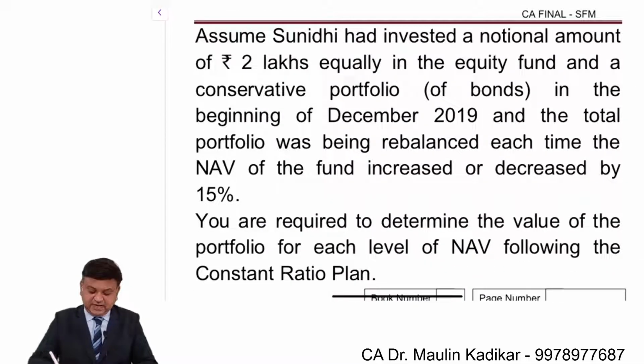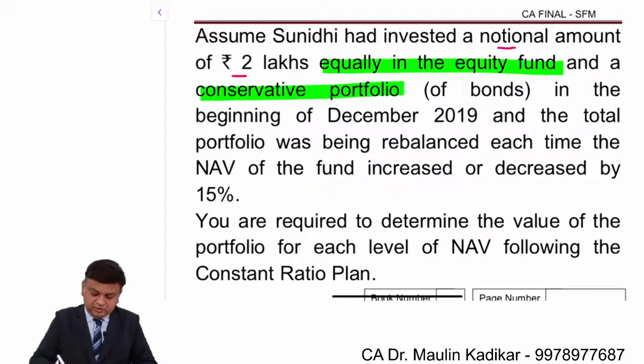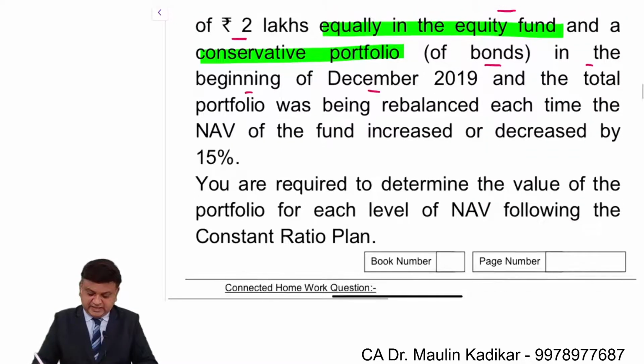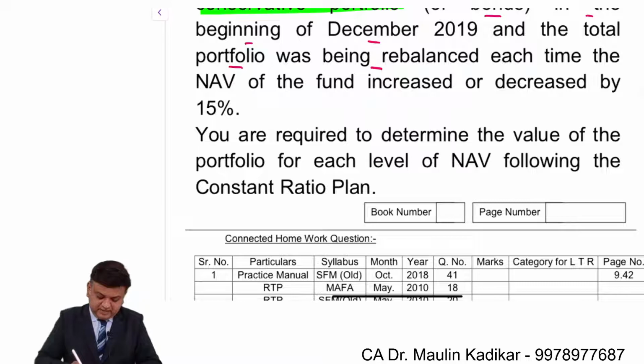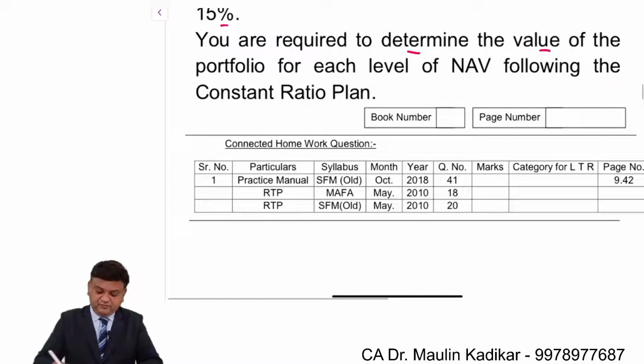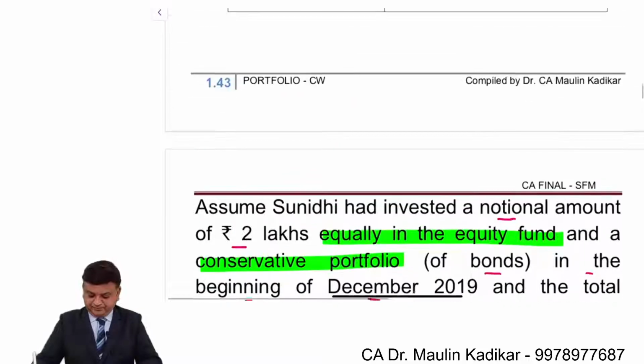Assume Sunidhi has invested a notional amount of 2 lakhs equally in the equity fund and a conservative portfolio, that is bond or debt financing, at the beginning of December 2019, and the total portfolio was rebalanced each time the NAV of the fund increased or decreased by 15%. You are required to determine the value of the portfolio for each level of the NAV following the constant ratio plan. That is the question.